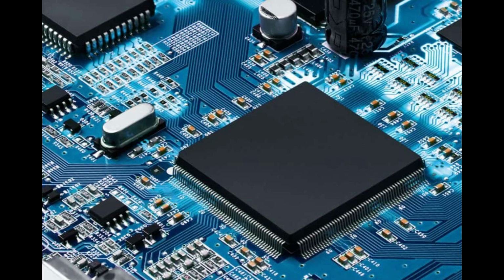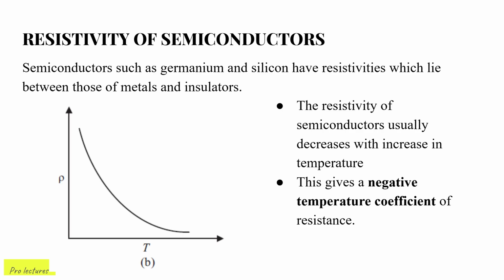Now let's talk about semiconductors like silicon and germanium. Their behavior is quite different. The resistivity of a semiconductor decreases as the temperature increases. This gives them a negative temperature coefficient of resistance, meaning they become better conductors as they heat up.